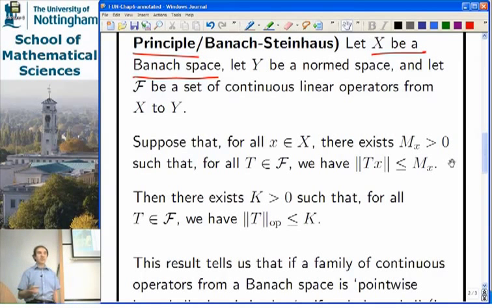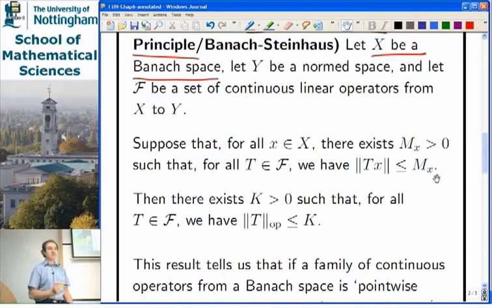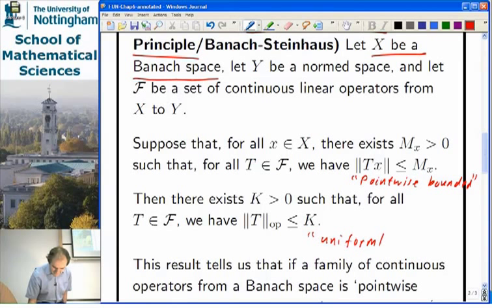Okay, then as long as they're point-wise bounded, that's this condition here: for each point X, we can find a constant that's allowed to depend on X, so that the norm of the image is at most that constant, for all T in your family. Then there's some big constant, capital K, so that the norms of all the operators in your family are less than or equal to that big constant. So this is the point-wise bounded, and this is uniformly bounded. At least this is the sense in which we're talking about uniformly bounded.